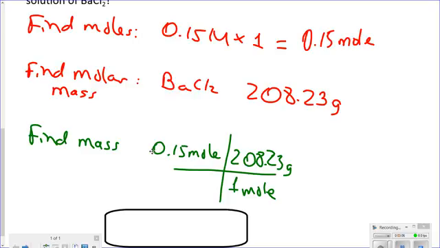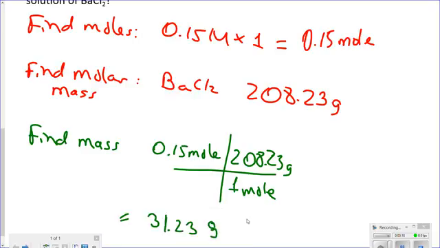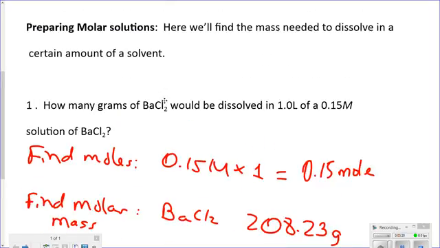So I have 0.15 moles times the mass of barium chloride, which is 208.23, divided by 1, which in this case makes no difference. And the answer is 31.23 grams. Back to the top. The question said, find the mass. And I was given molarity, and I was given liters.